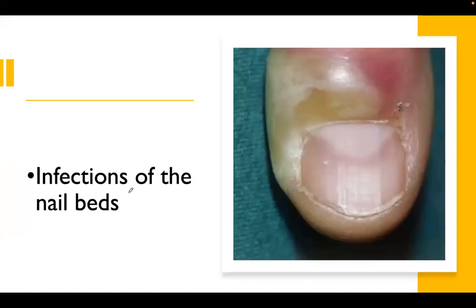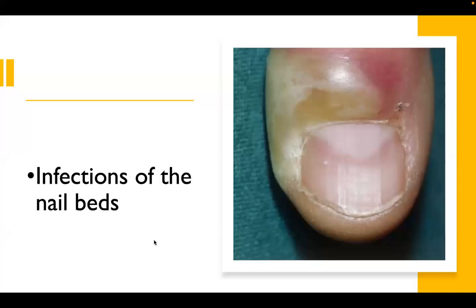Next, what do we call the infection of the nail beds, which is caused by Staph aureus? These are all lifted from the textbook.